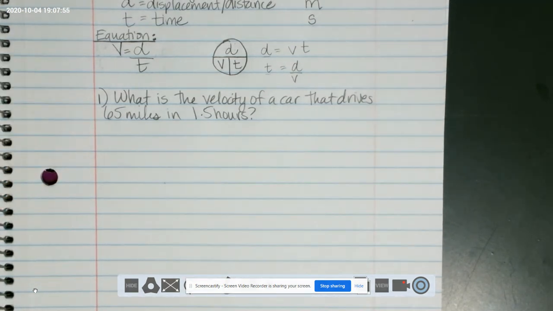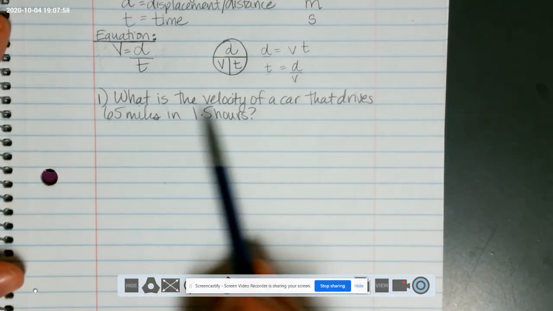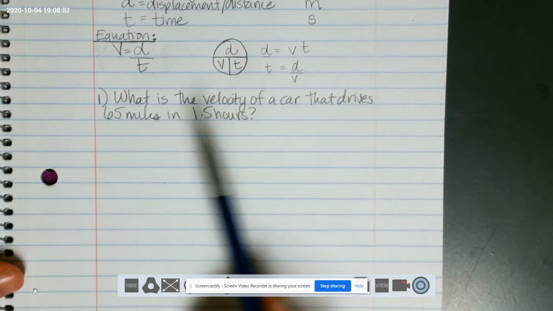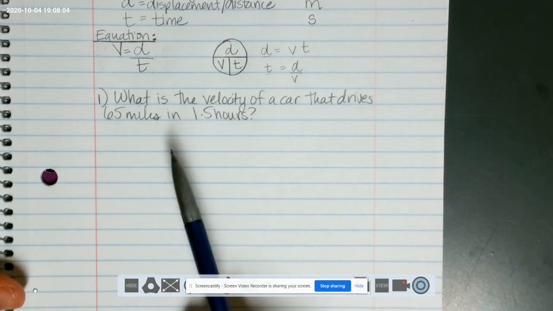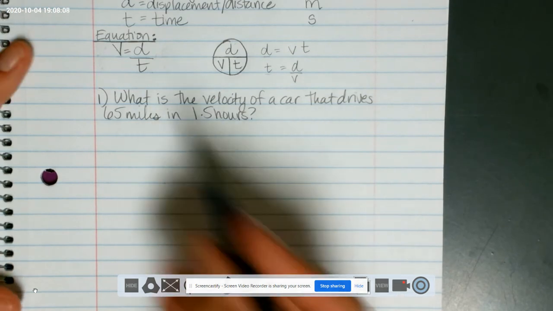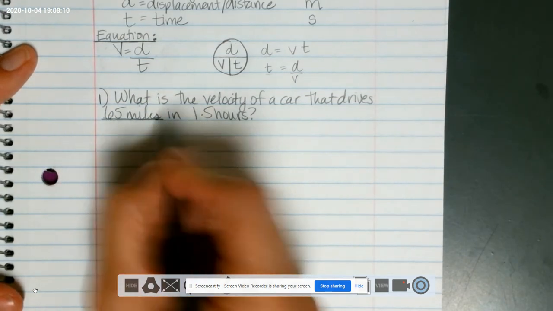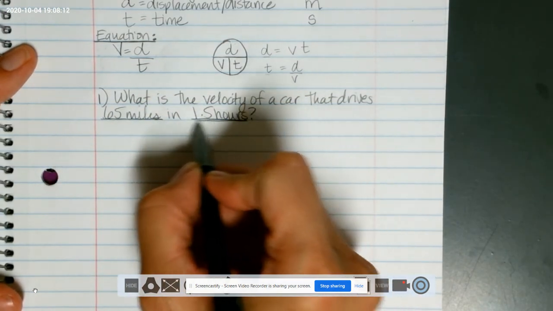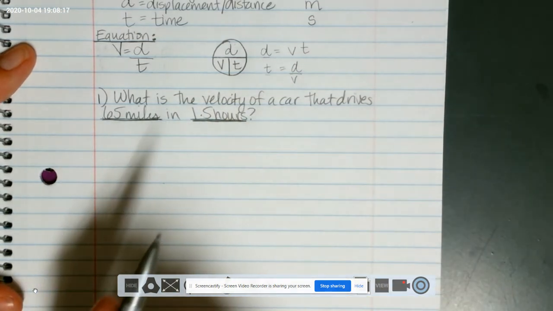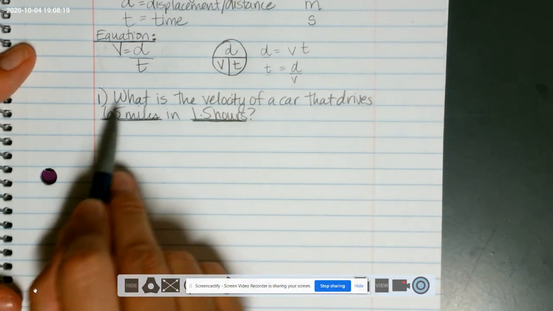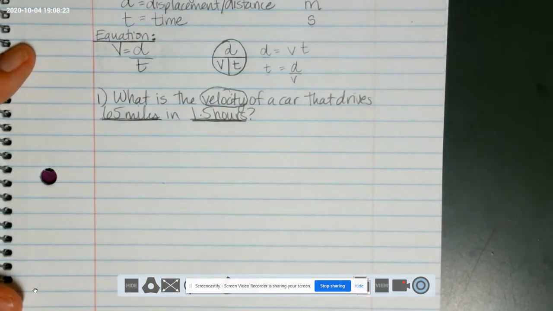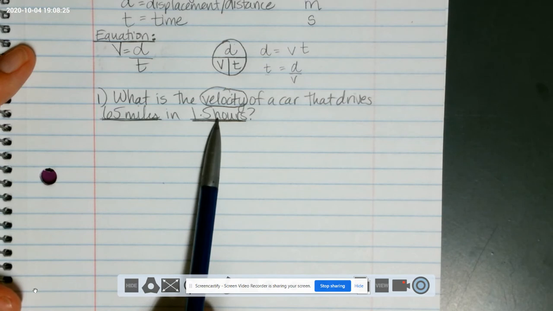So my first step is read the problem. What is the velocity of a car that drives 65 miles in 1.5 hours? Then I underline everything they give me. So any numbers with units they give me, 65 miles in 1.5 hours. So I'm given a distance and a time. And then I circle what they're asking me to find. What is the velocity? So now I know what I'm looking for and what I have.